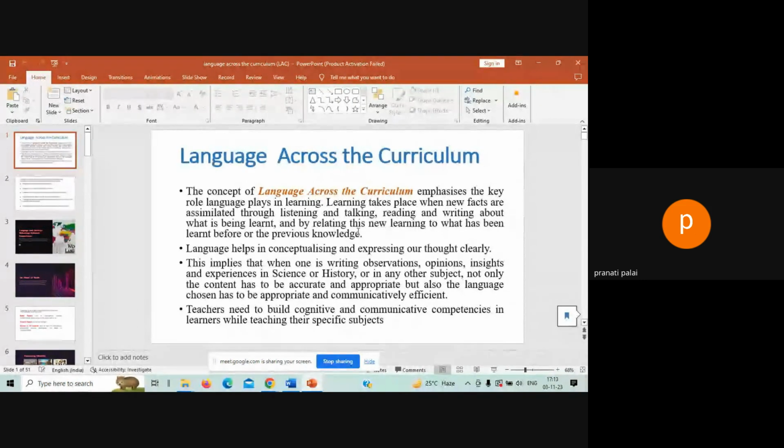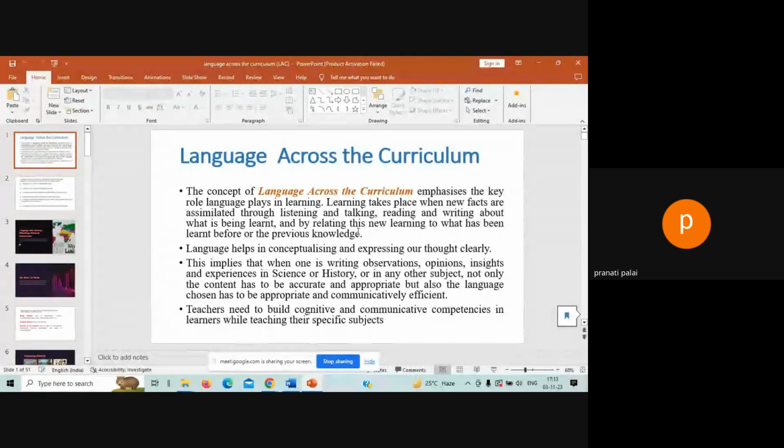Okay. So this implies that when one is writing observations, opinions, insights, and experiences in science and history or in any other subject, not only the content has to be accurate and appropriate, but also the language chosen has to be appropriate and communicatively efficient.